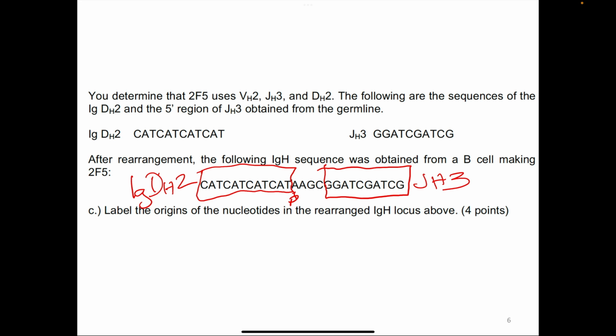So let's look at this one. This C. Could this C be a P nucleotide on this side? Yeah, it could, because C goes with G. Okay? So I know that one's a P nucleotide. All right. How about this G? Could this G be a P nucleotide on this side? No, because that would have been G with G, and that's not right.